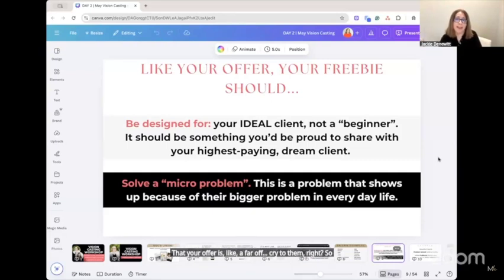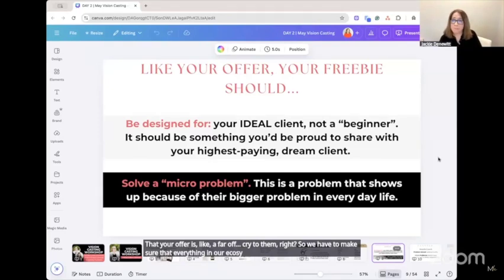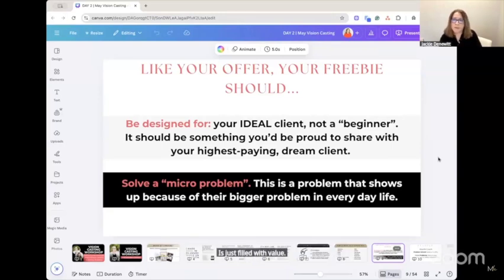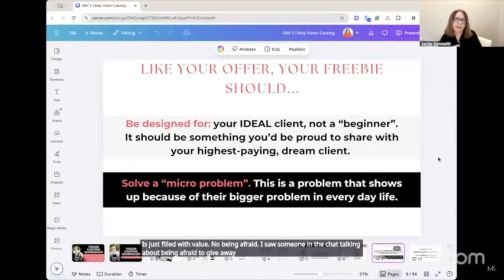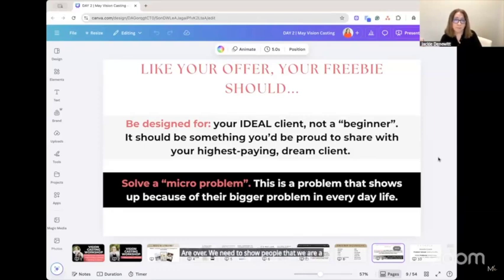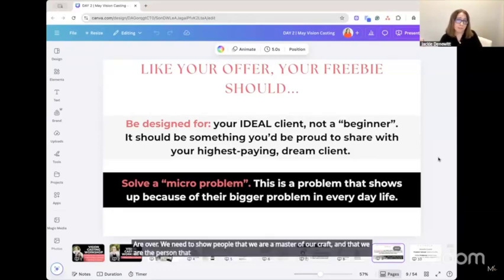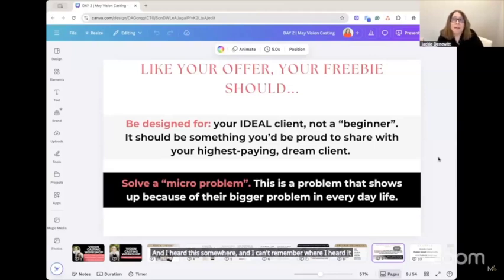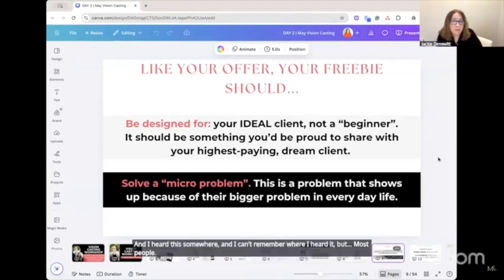So we have to make sure that everything in our ecosystem, from freebie to social content to everything we're doing, is filled with value. No being afraid. I saw someone in the chat talking about being afraid to give away too much. Those days are over. We need to show people that we are a master of our craft and that we are the person that can lead them to the other side of their problem. And the reality is, I heard this somewhere and can't remember where, most people can Google the answer to your problem.